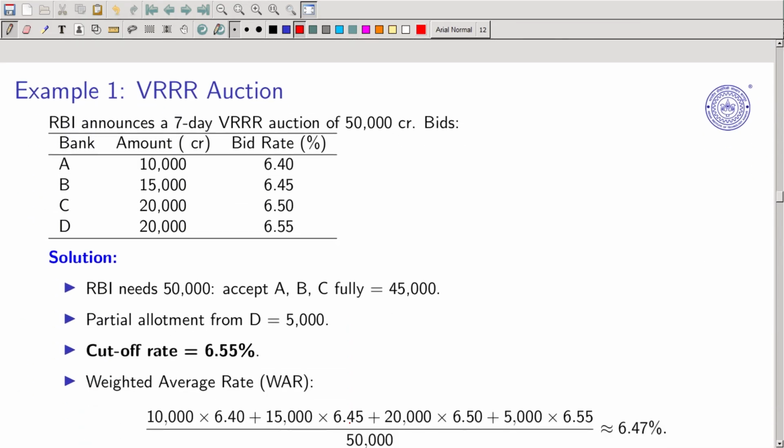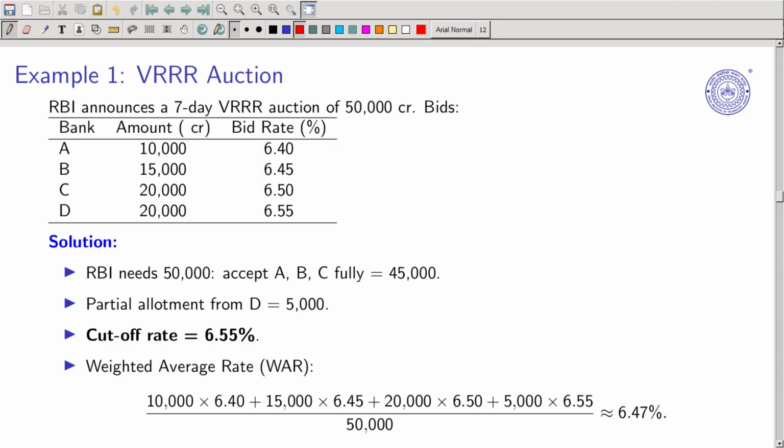So, let us take the example of VRRR. Here we are going to talk about the variable reverse repo rate auction. The plan is that RBI is auctioning for 7-day VRRR and the auction amount is 50,000. This has to be noted. Now, you can see there are 4 banks participating. For example, A you can say Axis Bank, B Bank of Baroda, C ICICI or Central Bank of India, and D IDBI. So, 4 banks are bidding.